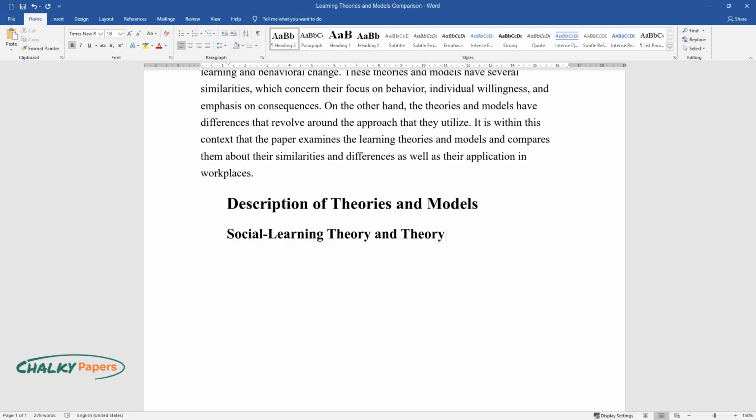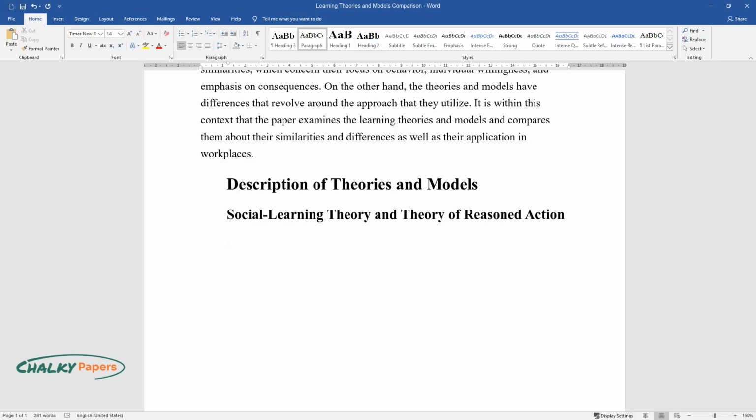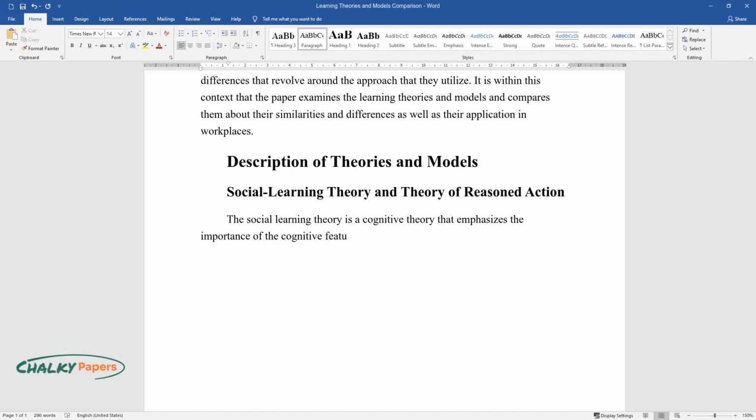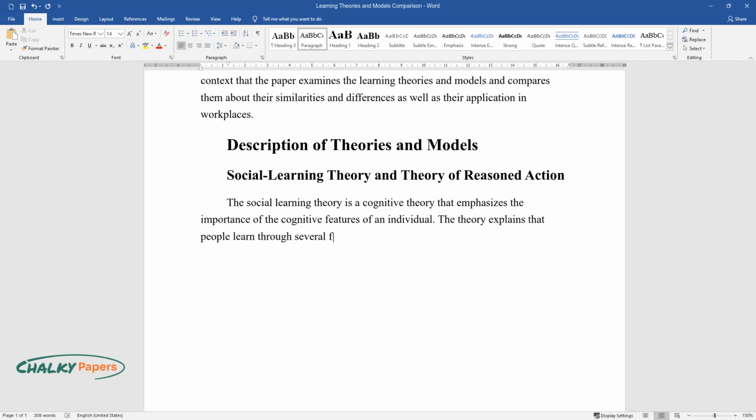Social learning theory and theory of reason action. The social learning theory is a cognitive theory that emphasizes the importance of the cognitive features of an individual. The theory explains that people learn through several factors, which include observation and reinforcement.